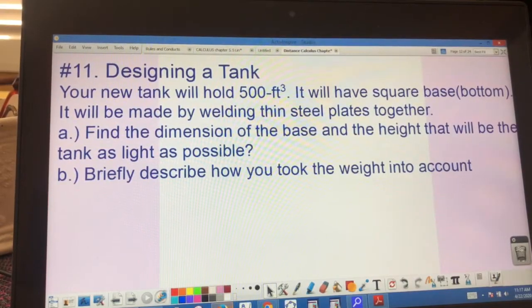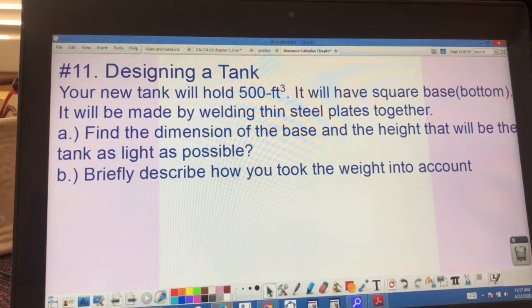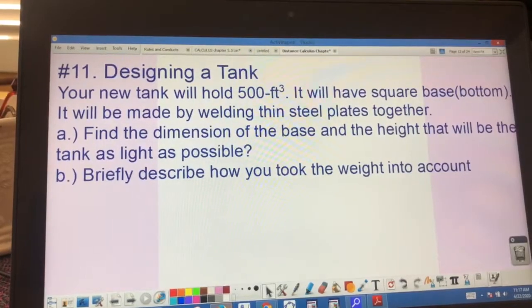All right, so your job is to design a tank that is 500 cubic feet in volume. The bottom of the tank should be square. So your job is to figure out what size is the square base and how tall is the tank. One condition here, the biggest condition, is it's gotta be the lightest. Now, how would you make a tank as light as possible?